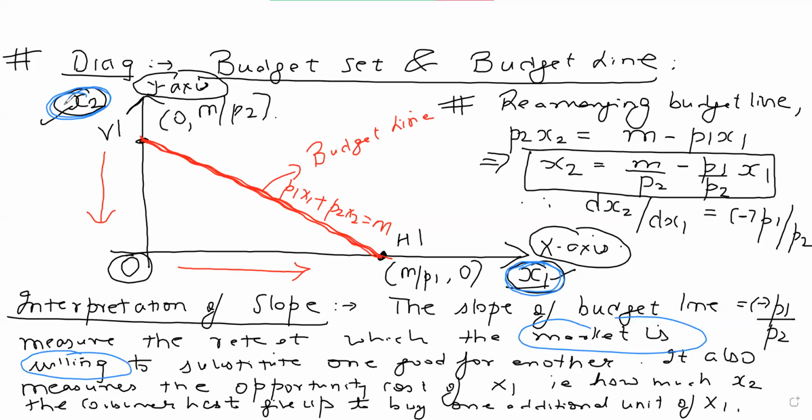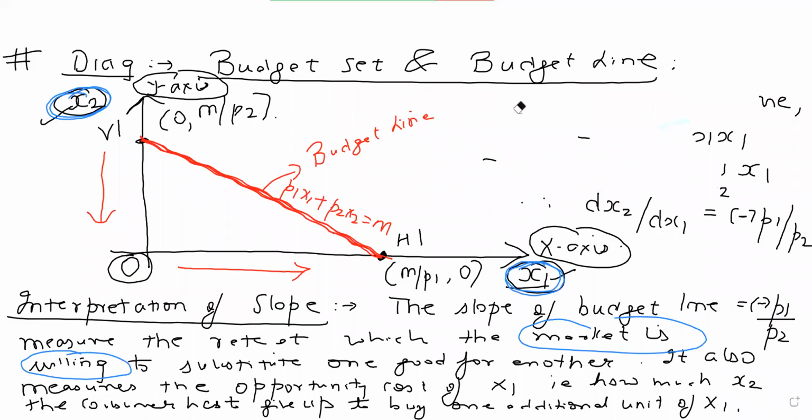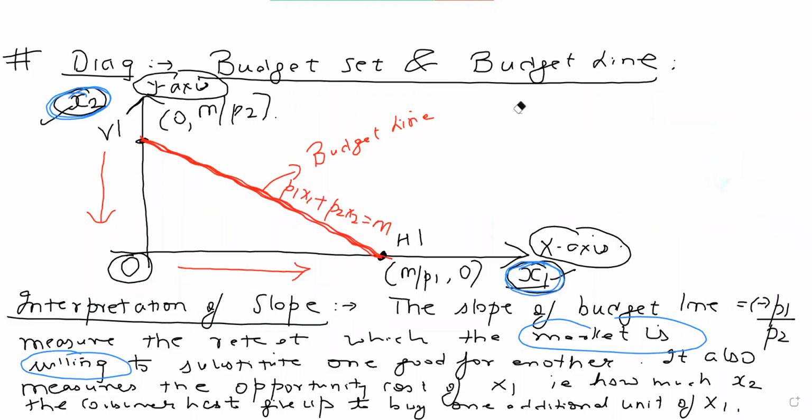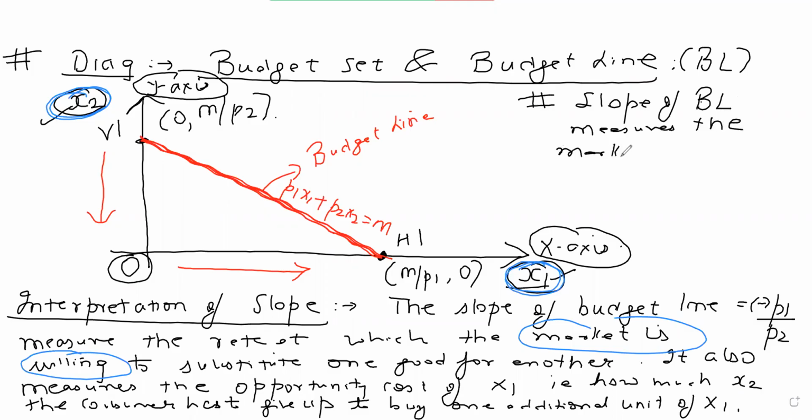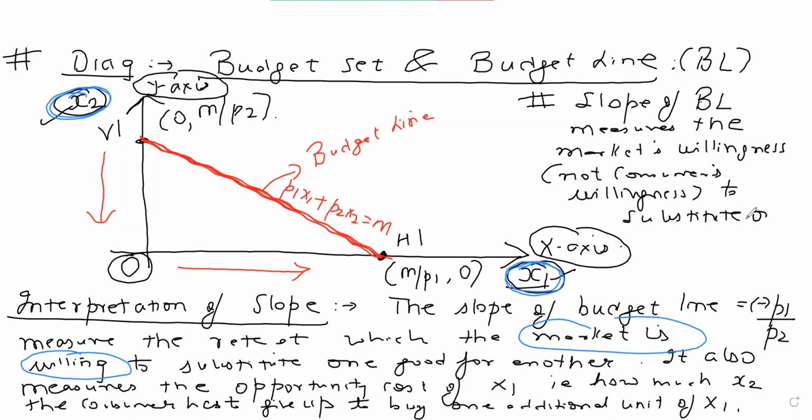So I can write it here as a note, because in my lecture, students should be crystal clear with each and every concept. So I can write: the slope of the budget line, BL denotes budget line, measures the market's willingness (in the bracket, not the consumer's willingness) to substitute one good for another. This is an important note for perfect clarity. It is going to measure the rate at which the market is willing to substitute one good for another, not consumer's willingness. The consumer's willingness is captured by indifference curves, which are going to come in the coming lectures.